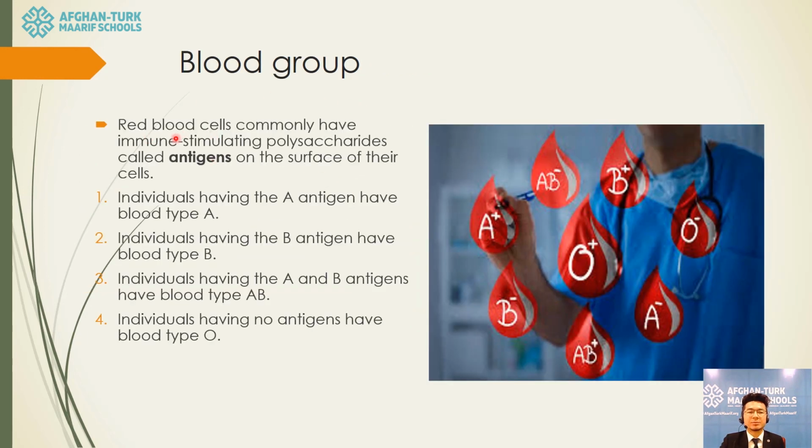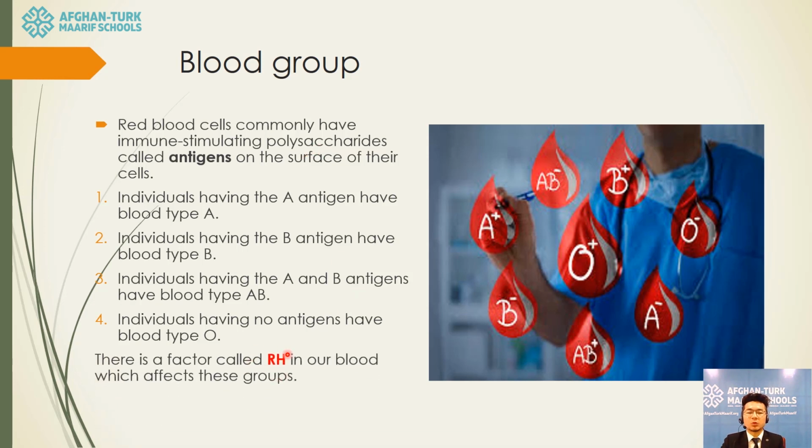Blood group. Red blood cells commonly have immune-stimulating polysaccharides which are known as antigens. Those people who have A antigen in their red blood cells have blood group A. Those who have B antigen in their red blood cells have blood group B, and those who have both A and B antigens in their red blood cells have blood group AB. And those who have none of these antigens have blood group O or 0.